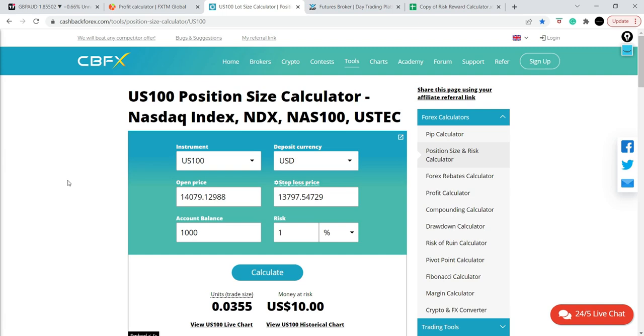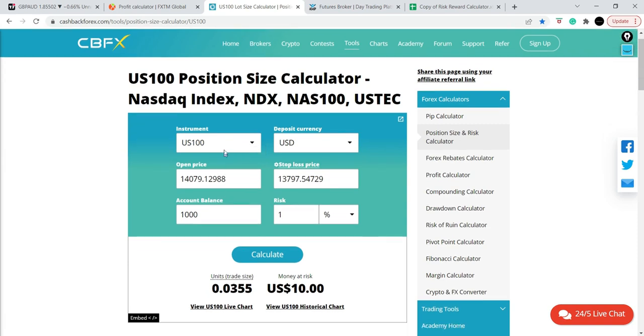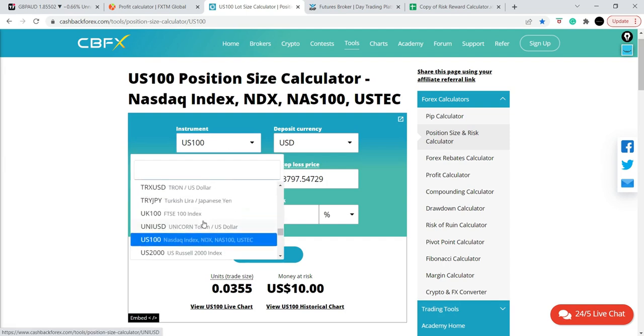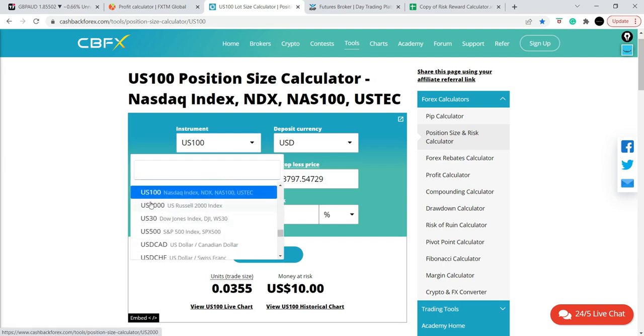Okay, so let's go to another calculator you can use, guys. I'm going to give you all these links right here. This is going to help you if you're using a Forex broker and you're trading the indices. You can use this right here, because they have all the pip size when it comes to indices.